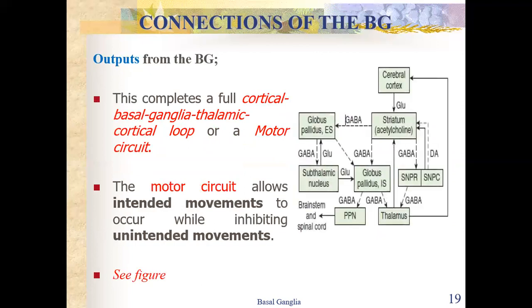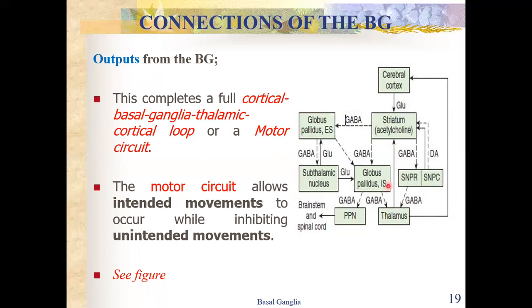So to summarize, this completes a full cortical basal ganglia thalamic cortical loop. The input from the cerebral cortex to the striatum, the projections of the striatum to the globus pallidus and substantia nigra pars reticulata, and the communication of these two structures with the thalamus and the feedback via the thalamocortical pathway makes up the motor circuit.